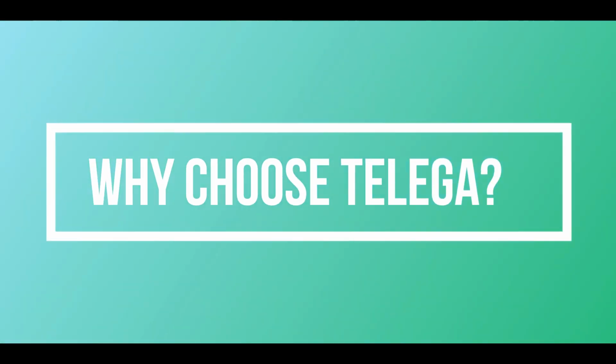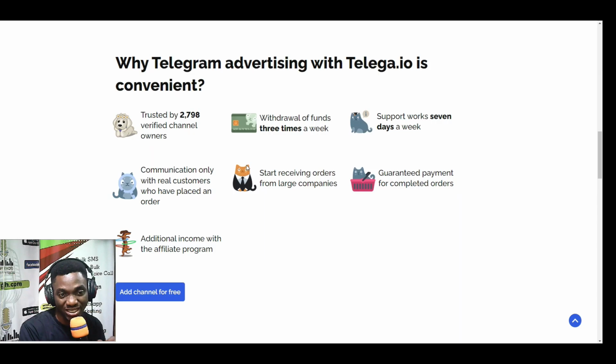Why do you want to choose Telegram to advertise or sell ads? It is trusted by over 2,798 verified channels, and withdrawals are 3 times in a week. Their support system is 7 days a week. Communication with real customers who have placed orders is very convenient. Guaranteed payment is for you.